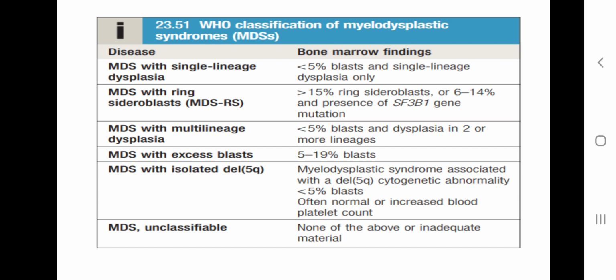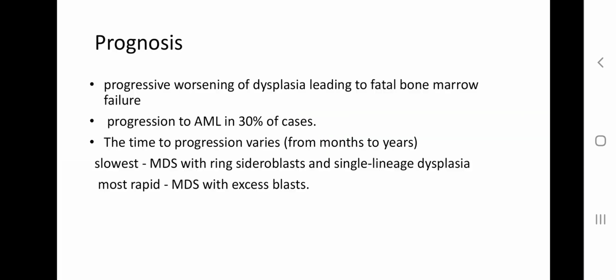MDS with deletion of 5q is associated with the 5q deletion cytogenetic abnormality. They have less than 5% blasts and often normal or increased platelet counts. So this is classified as a separate entity, myelodysplastic syndrome with 5q deletion. Cases that fit none of the above or have inadequate material are classified as MDS unclassifiable. So there are 6 classes based on the bone marrow findings.